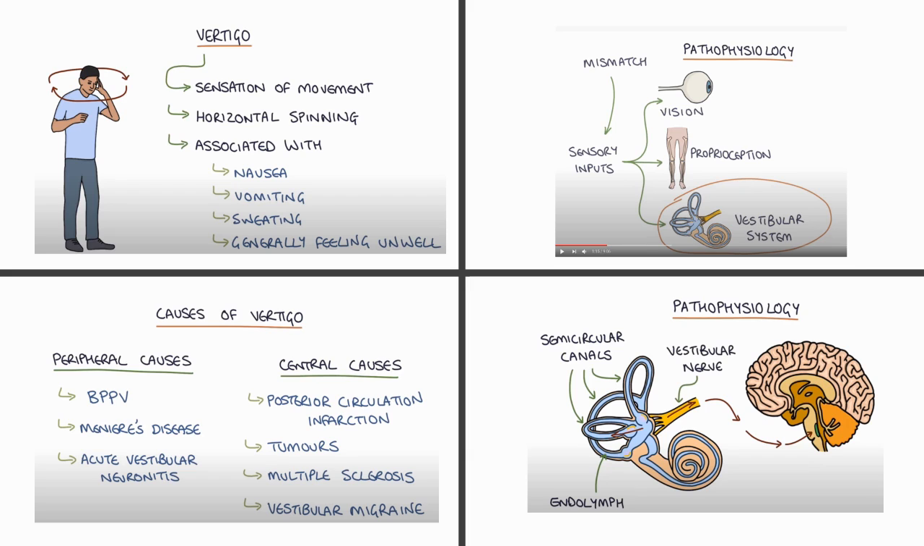And in the slides here on the right, you can see the pathophysiology of all of it. So there is a mismatch of sensory inputs between vision and perception, and this affects the vestibular system. And we see here also how the vestibular system is built and how it also connects, of course, to your brain through the vestibular nerve. You have the semicircular canals that we've already mentioned and the endolymph.